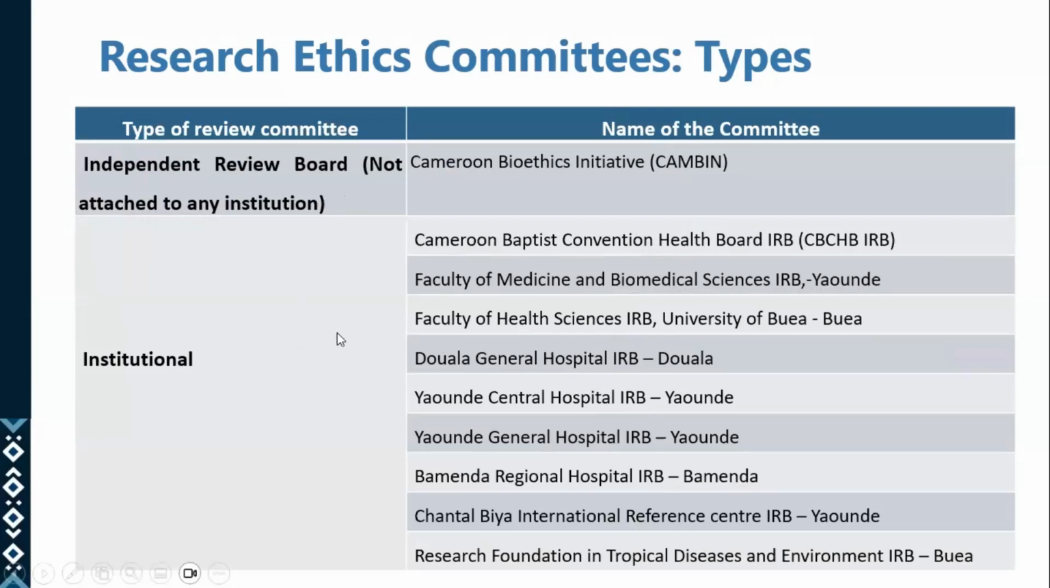And finally, we have the institutional ethics committees, for example the Cameroon Baptist Convention, the Faculty of Medicine in Yaoundé, the Faculty of Health Sciences in Buea, the Douala General Hospital, Yaoundé Central Hospital, Yaoundé General Hospital, Bamenda Regional Hospital, the Chantal Biya International Reference Center, and even the Research Foundation in Tropical Disease and Environment. So this means that these institutions are already equipped with their own institutional ethics committee, where if you want to perform a study in their respective institution, you need to have their ethical clearance.